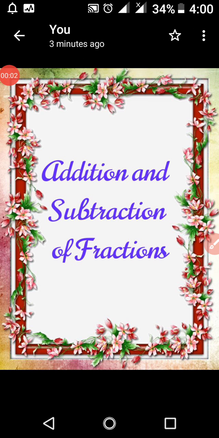Today we will learn addition and subtraction of fractions. Already we have learned how to compare the given fractions, either like fractions or unlike fractions. We know how to write them in ascending and descending order. Now we are going to learn addition and subtraction of fractions. Basically you have two types of fractions here, like fractions and unlike fractions. Let us start with like fractions first.